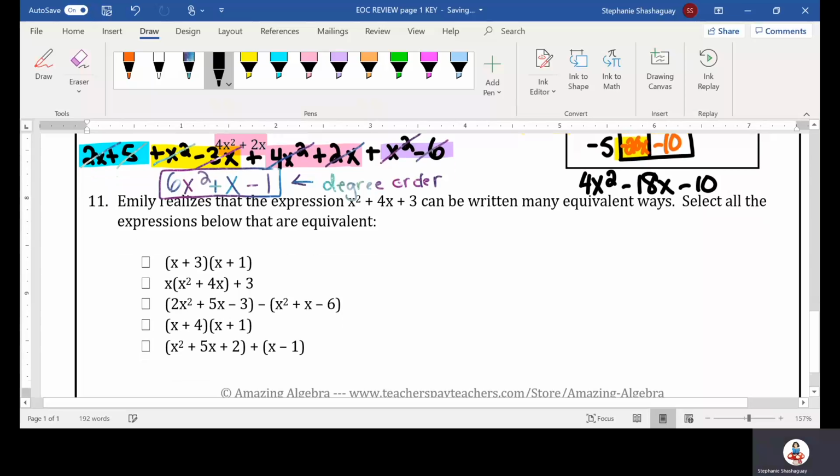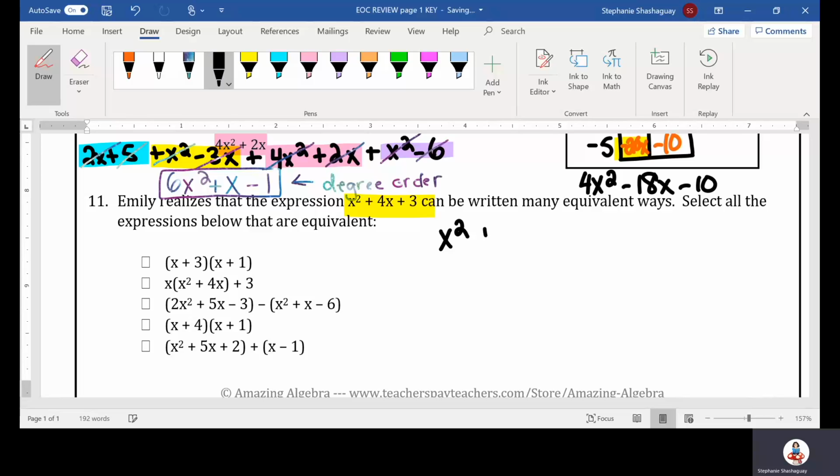All right, our last question for EOC number 1 is: Emily realizes that the expression x squared plus 4x plus 3 can be written many equivalent ways. Select all of the expressions below that are equivalent. All right, so we're looking at x squared plus 4x plus 3. And we can write that in factored form, right?